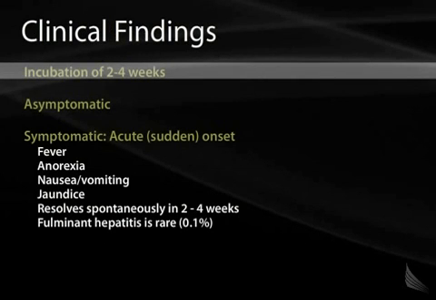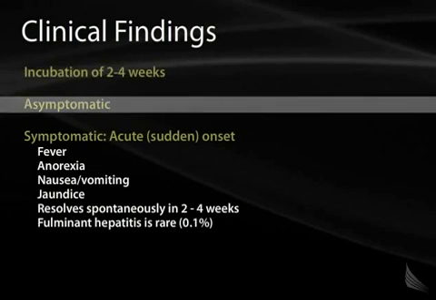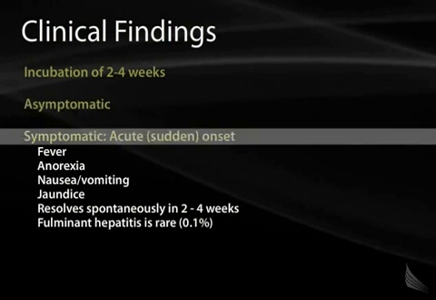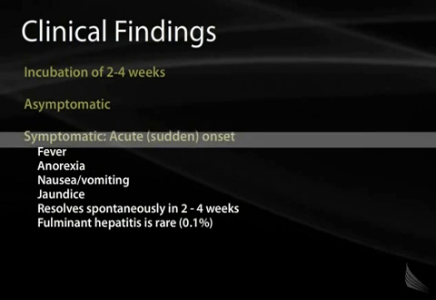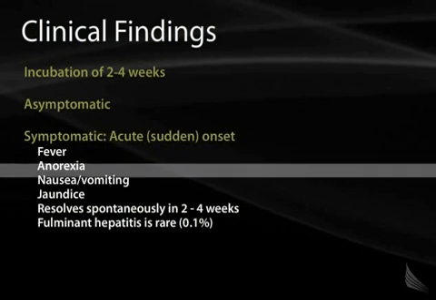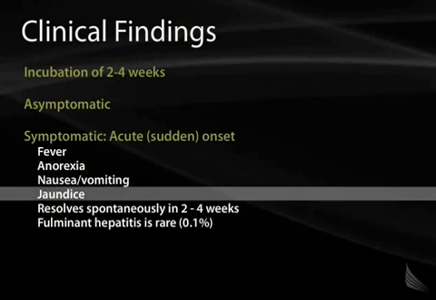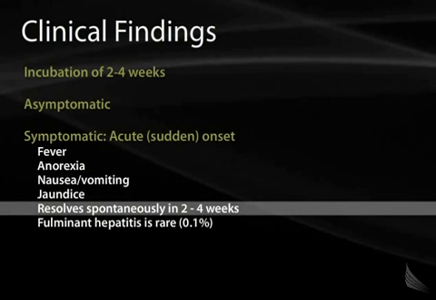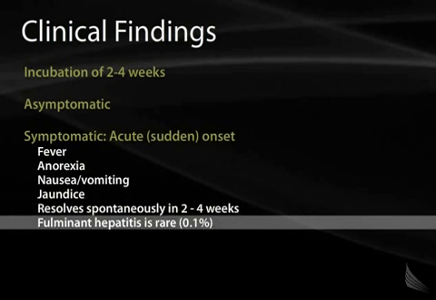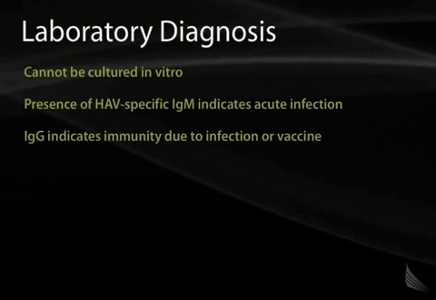Clinical findings include a 2 to 4 week incubation period, where you are asymptomatic but shedding the virus for other people to enjoy. Then you get the symptomatic phase, which is the acute, sudden onset of fever, anorexia, nausea, vomiting, and jaundice. It resolves spontaneously in 2 to 4 weeks, and you get fulminant hepatitis only rarely, about 0.1% of the time.